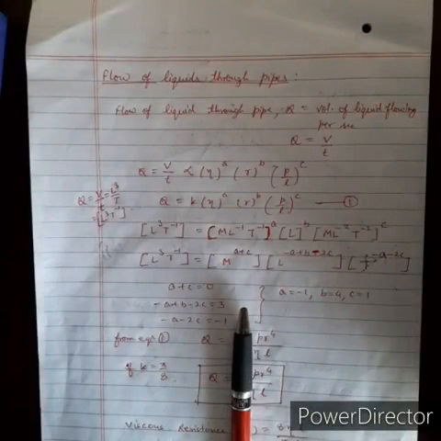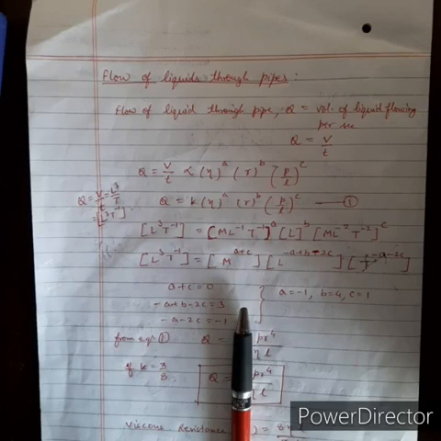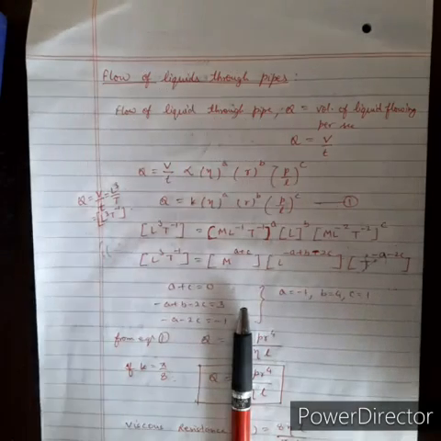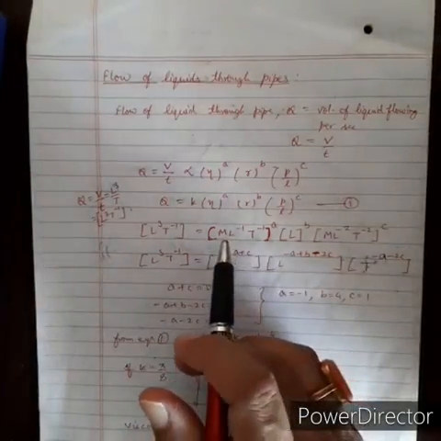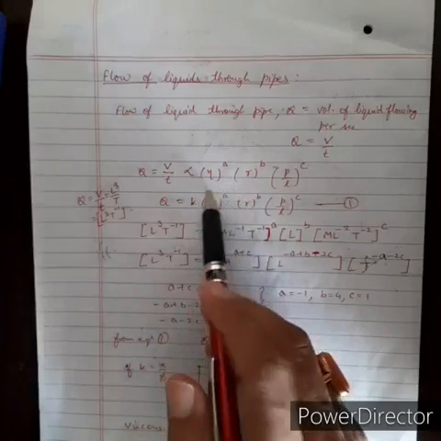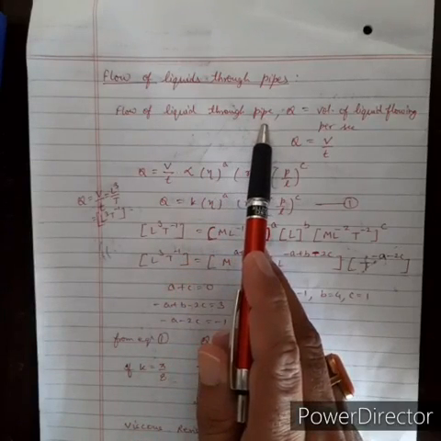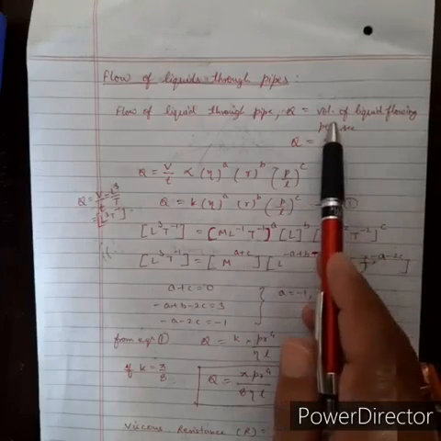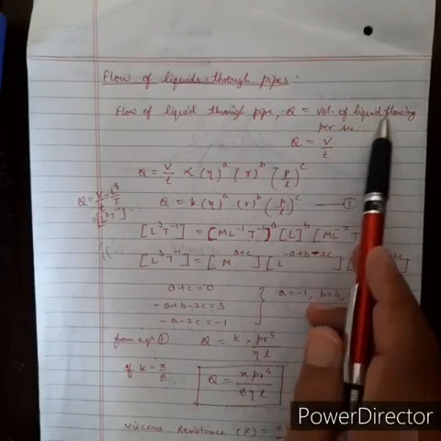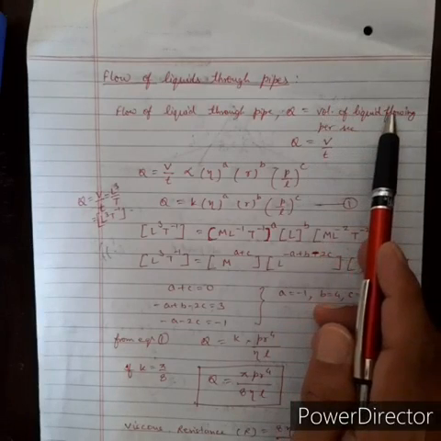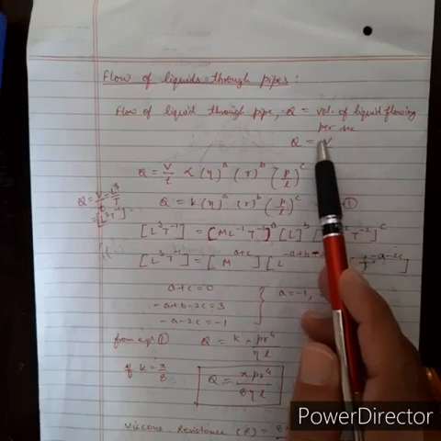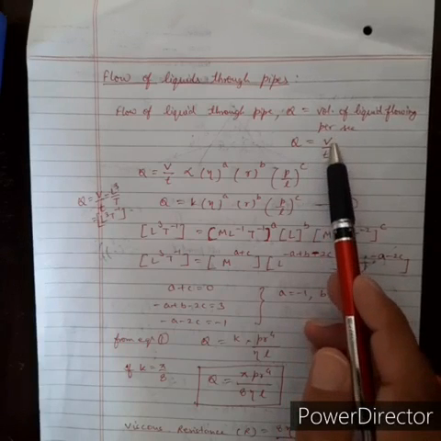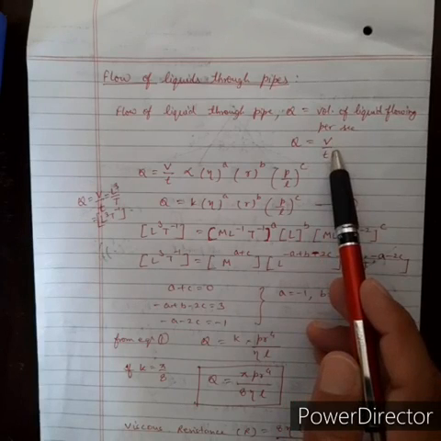Dear students, now this is the proof of flow of liquid through pipes, and the formula we are going to prove is known as Poiseuille's formula. In this proof we will consider the flow of liquid through a pipe. This flow of liquid through a pipe is equal to the volume of liquid flowing per second, that means V upon T.